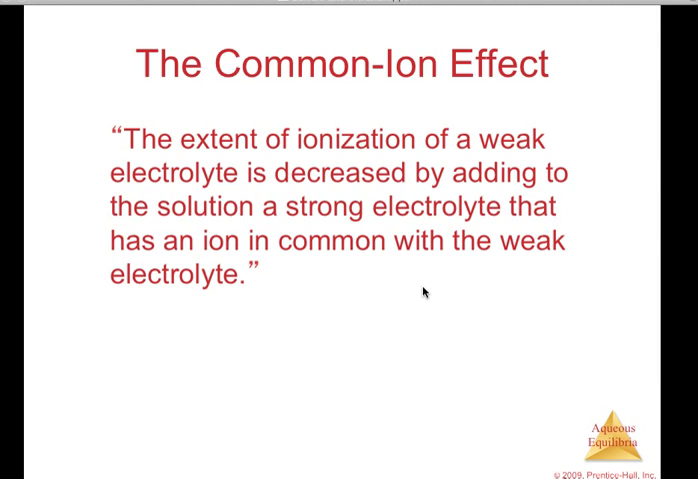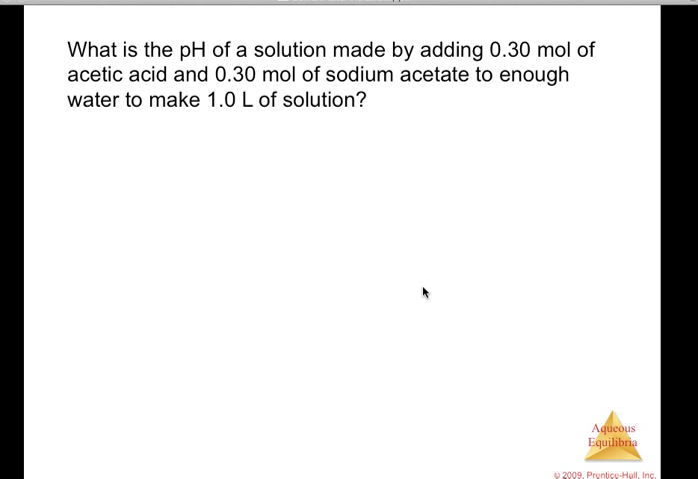So the formal definition of the common ion effect: the extent of ionization of a weak electrolyte is decreased by adding to the solution a strong electrolyte that has an ion in common with the weak electrolyte, and it is really just simply the previous example applied to many different systems. So let's take a look at this. This is actually sample exercise 17.1 that you may have gotten as a handout.